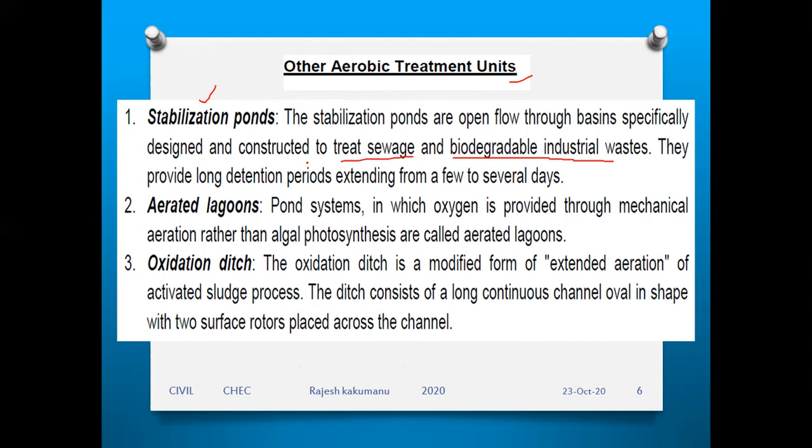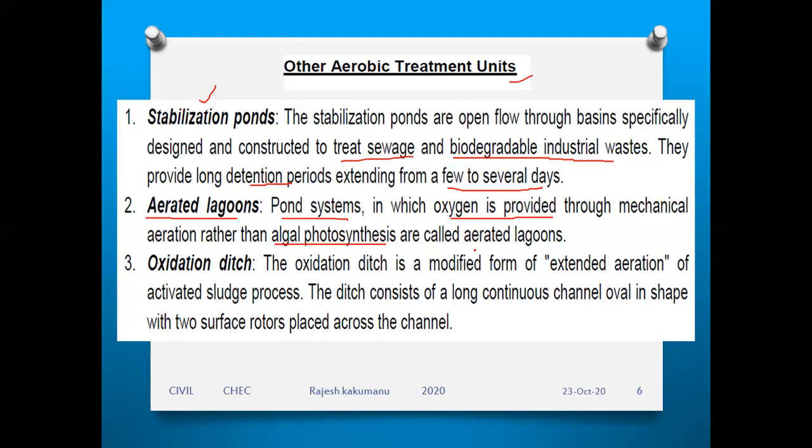They provide long detention periods extending from a few days to several days. Next unit in the aerobic treatment is aerated lagoons. It is also a type of pond system in which oxygen is provided through mechanical aeration. The oxygen is provided through some sort of mechanical devices, that is, pumps, through mechanical aeration rather than algal photosynthesis. These are called aerated lagoons.